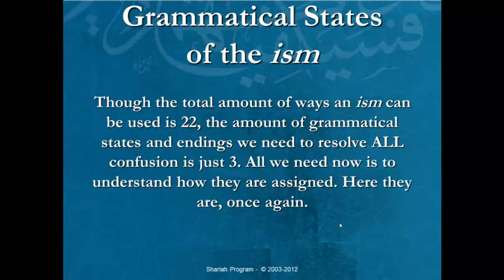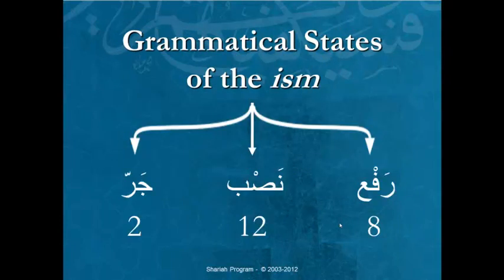So what we don't need is 22 different endings. What we do need is the bare minimum number of endings that would allow for the removal of all confusion, and that number happens to be 3. So the only task at this stage is to assign the 22 to the 3. We're going to distribute them, and here's how it is: 8, 12, and 2. So what is Rafa?